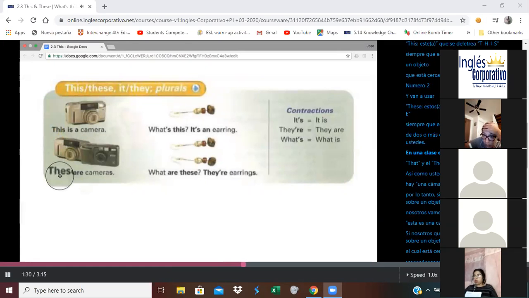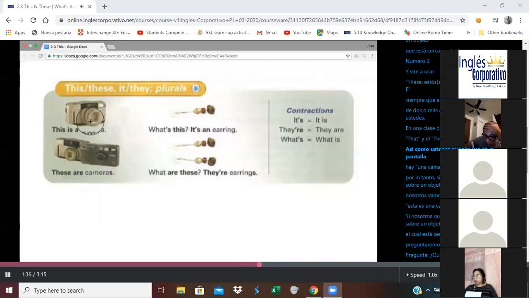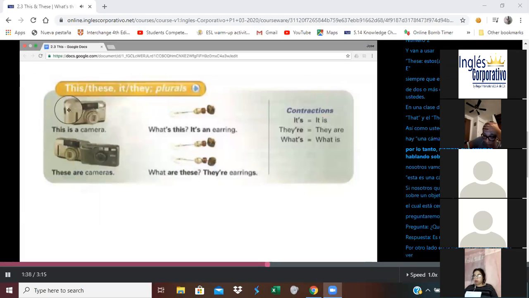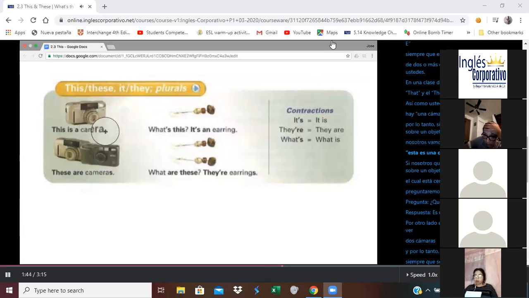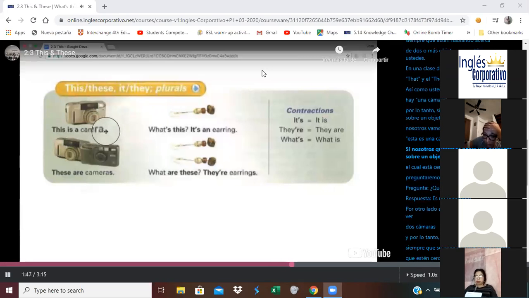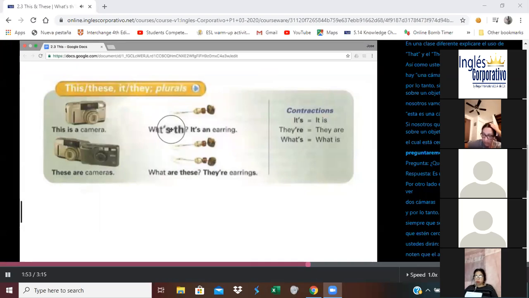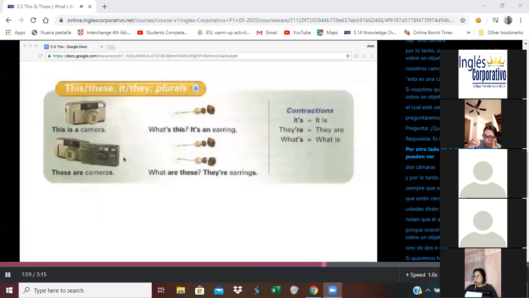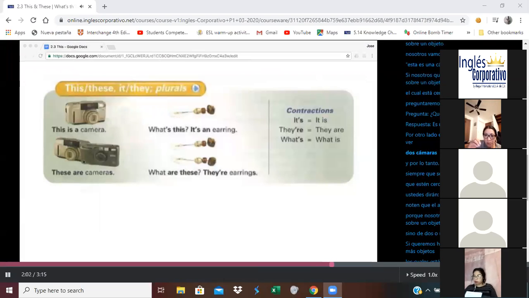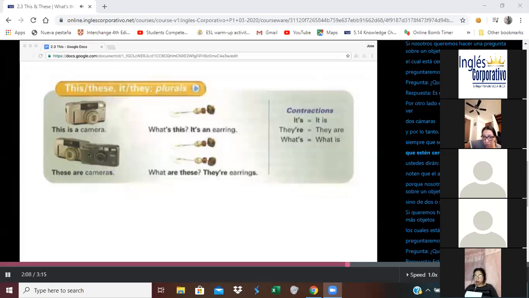On a different class, I'll explain how to use that and those. So as you can see on the screen, there is a camera. And therefore, whenever we talk about one object, we're going to say, this is a camera. If we want to ask a question about a particular object which is near to us, we will ask in the following way. What's this? It's an earring. On the other hand, on the screen, you also see two cameras.